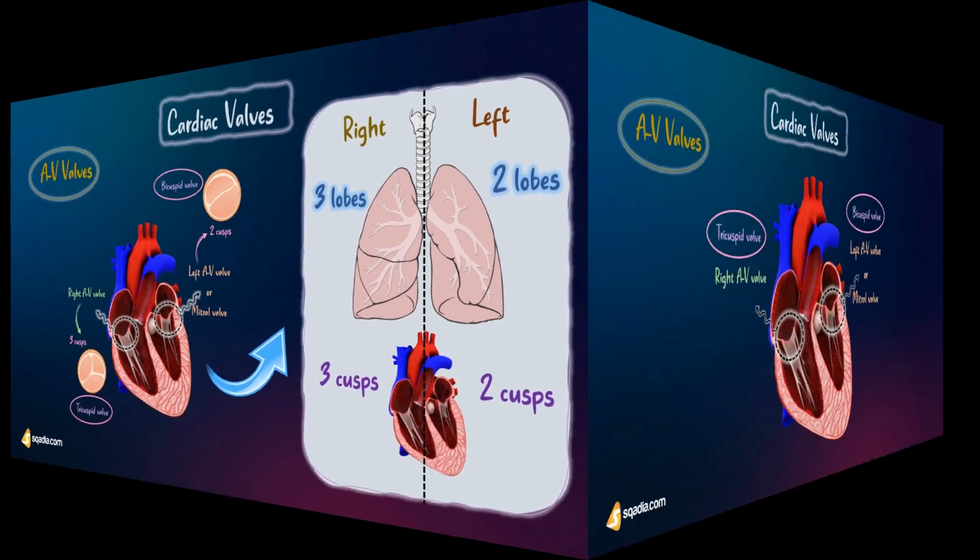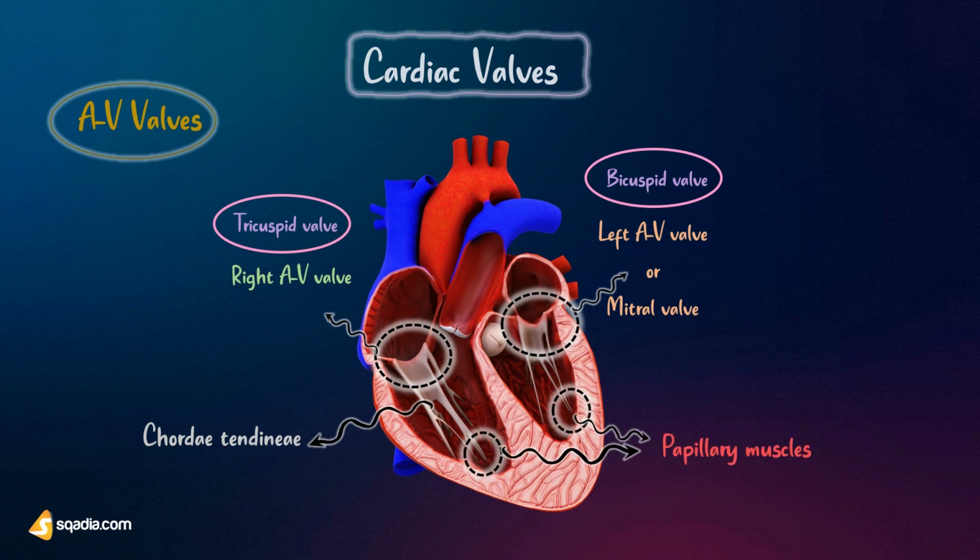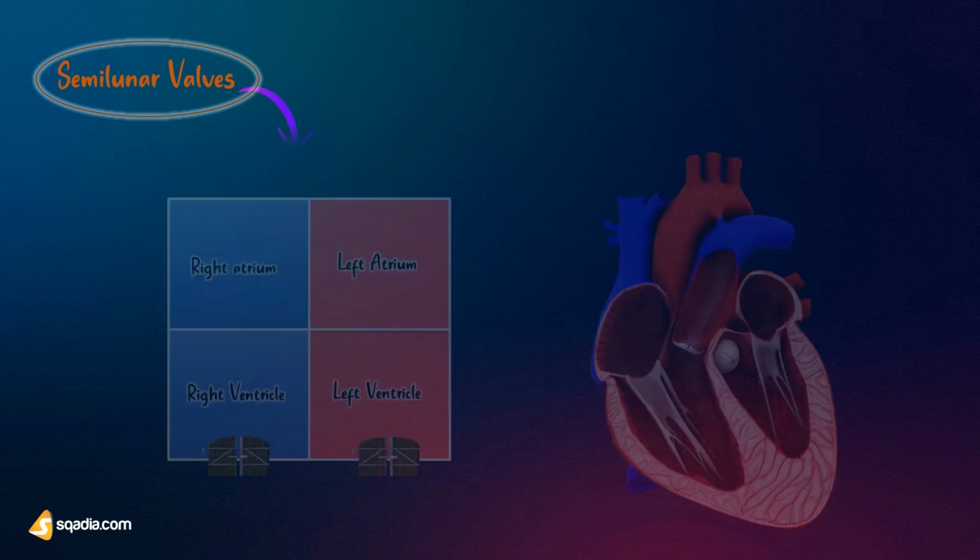The cusps of the AV valves are attached to strong fibers called chordae tendineae, which originate from small papillary muscles that project inward from the respective ventricle walls. When this valve closes, the papillary muscles pull on the chordae tendineae to prevent the cusps from swinging back into the atrium. Another category of the cardiac valve is the semilunar valves.